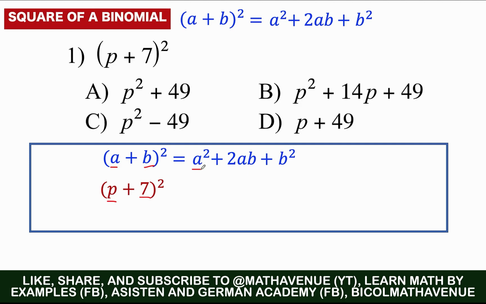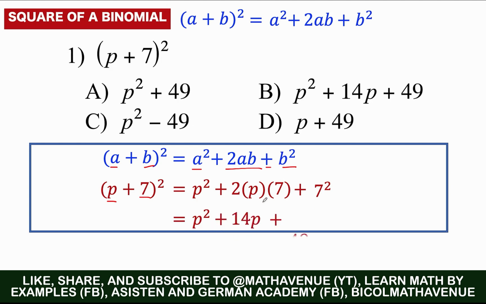So follow this. A squared means you square P. You have P squared. Next is 2AB. So write the 2 and multiply P times 7, and that's the result. Then plus B squared. Our B is 7, so plus 7 squared. Then simplify. Copy P squared. 2 times 7 is 14, so we have 14P, and then 49, because 7 squared is 49.